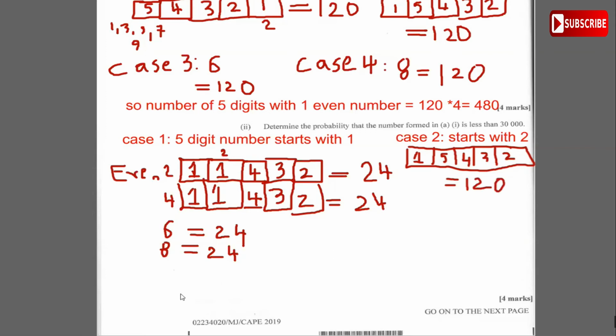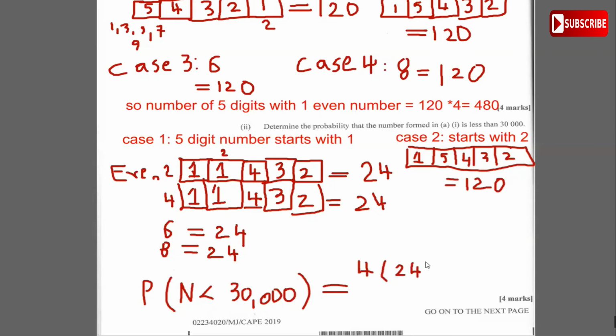So finally, the probability that the number chosen above is less than, let's say 30,000, that's what they want. The probability that the number is less than 30,000 is going to be equal to the total amount of numbers less than 30,000, which is 24 plus 24 plus 24 plus 24, which is 4 times 24 plus 120, and this is being divided by 480.